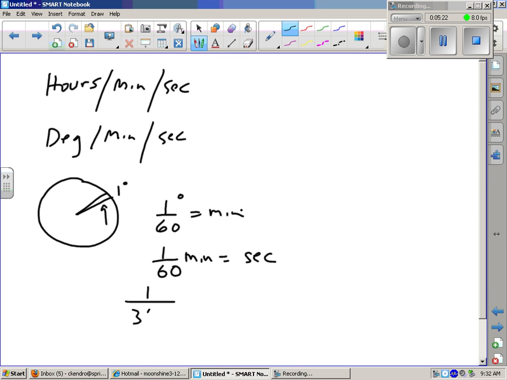So that would make 1/3600th of a degree equal to a second. So a second is a very, very tiny slice. And when you're building roads or skyscrapers, you have to get it down to the very minute second, so your road isn't crooked a mile down the road, or your building isn't slanted once you get to the 30th floor.